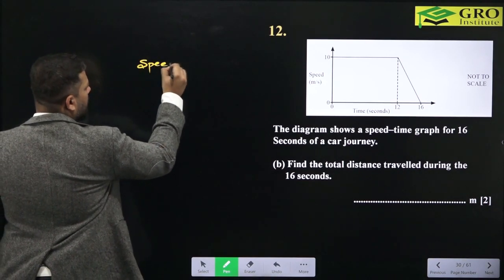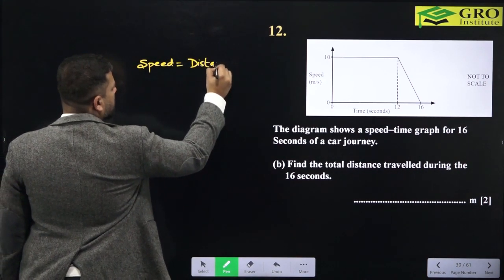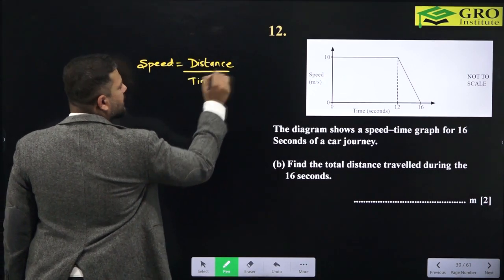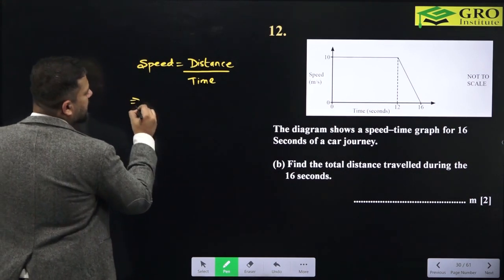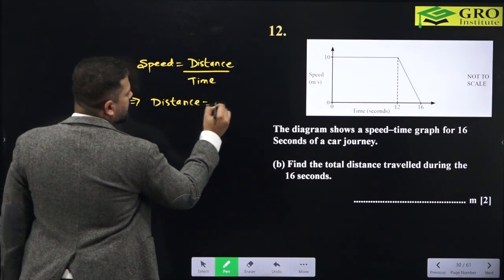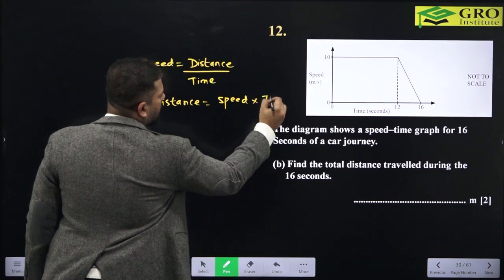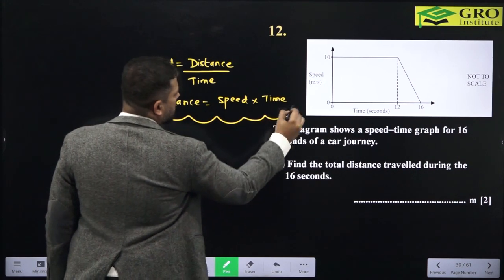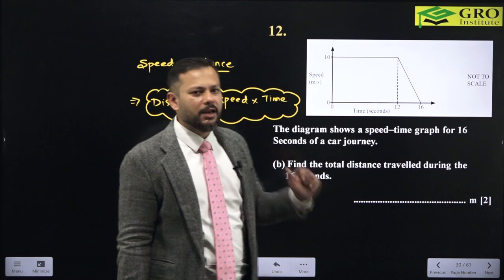We know that speed is equal to distance upon time, or distance covered upon time taken to cover that distance. So if I have to find out distance, distance would be speed times time taken, isn't it? So distance is speed multiplied with time.